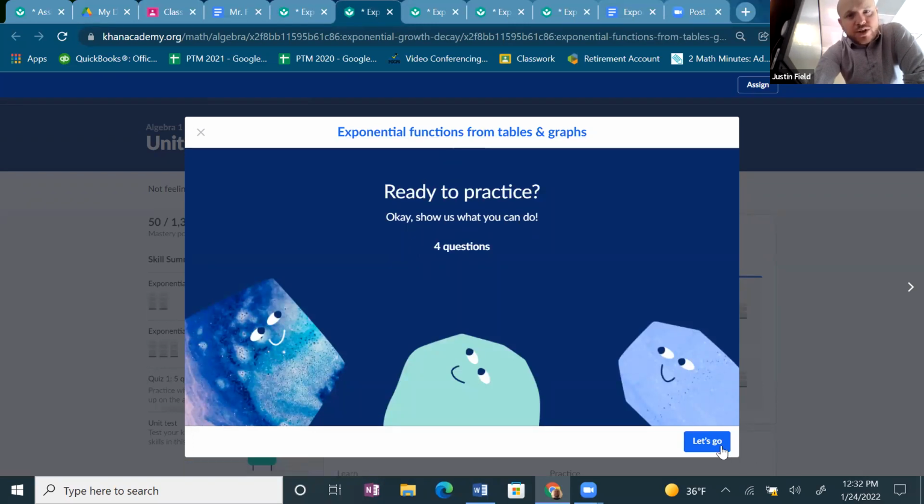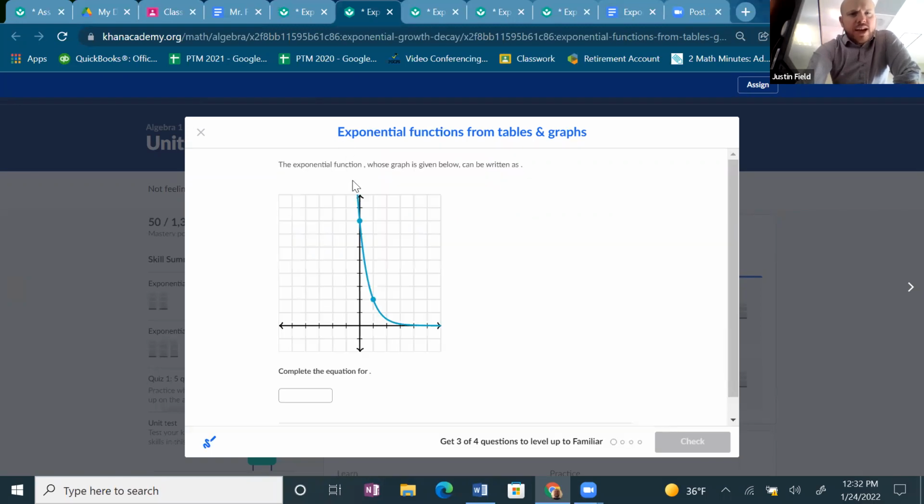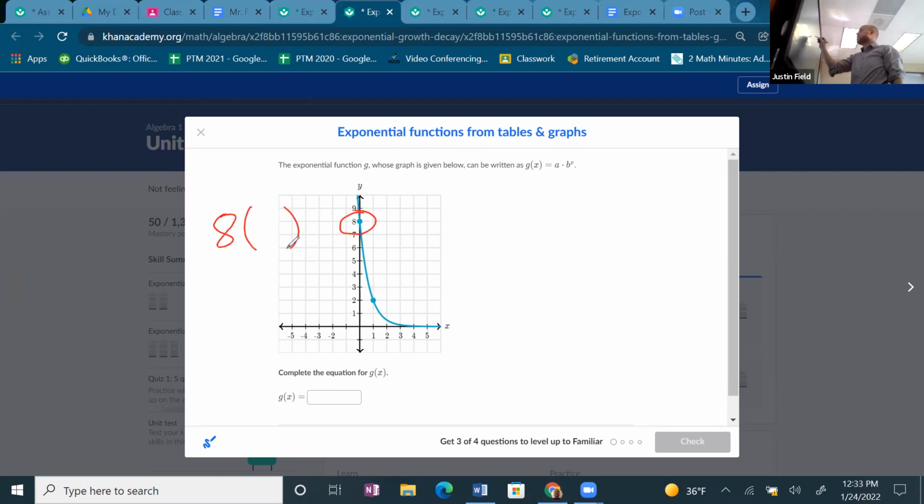Next is exponential functions from tables and graphs. The exponential function whose graph is given below can be written as g of x equals a times b to the x. Complete the equation for the function. We did this for exponential growth. What do we want? We want the initial value, which we know is 8. Then the growth or decay factor, either one, can be found using our table method.